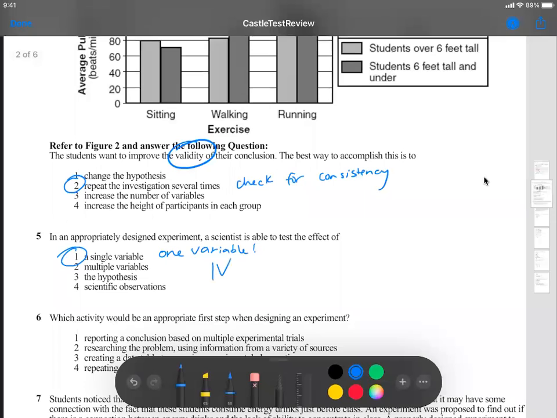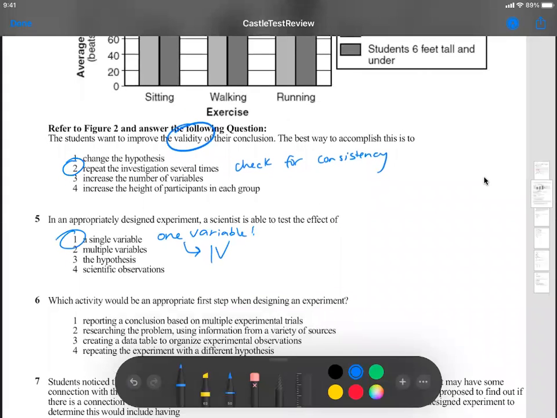Absolutely, so we're looking at the effect of the independent variable. You can only test one independent variable at a time. So we're only looking at the effect of a single variable. Thank you, Noreen. Any questions about numbers 1 through 5 so far?